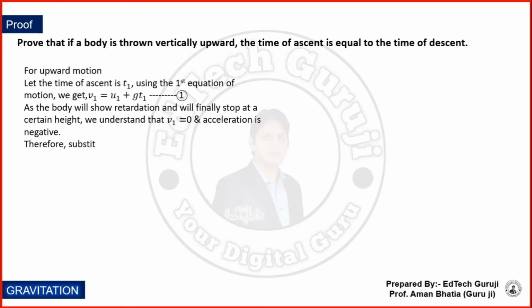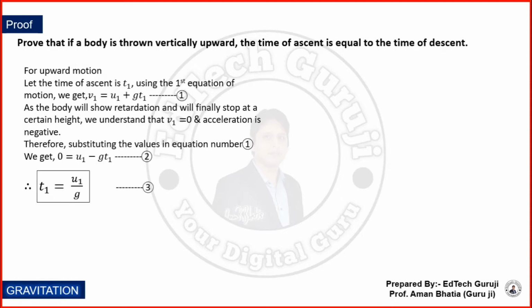Now if I substitute the value in equation number 1, I get 0 = u1 - gt1. And from this it is very clear that t1 = u1/g. So this is my equation number 3, a very important equation. So the time of ascent can be calculated by the value of initial velocity divided by acceleration due to gravity.